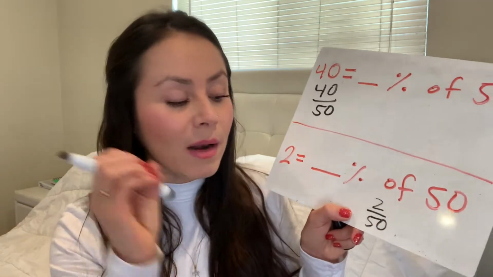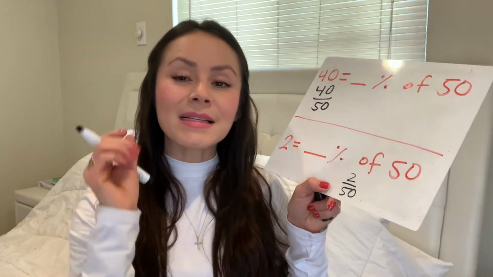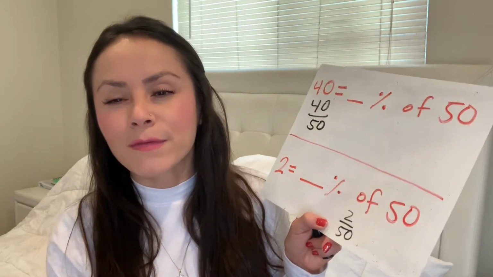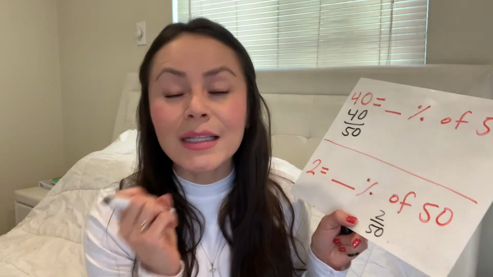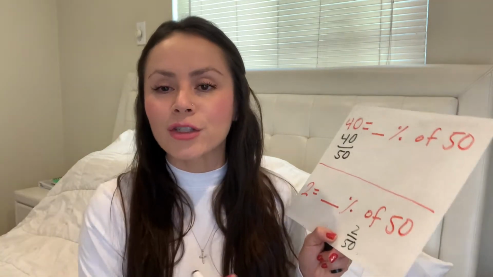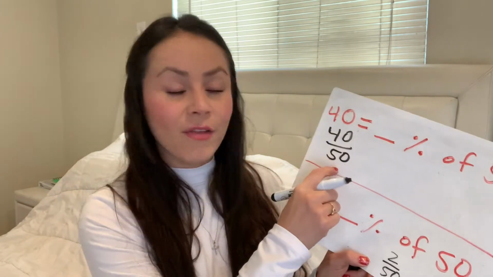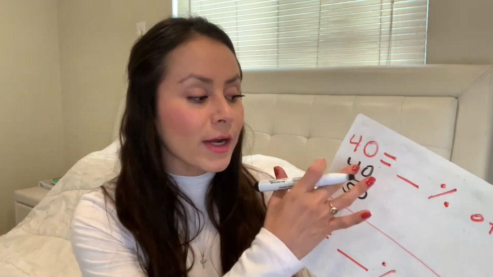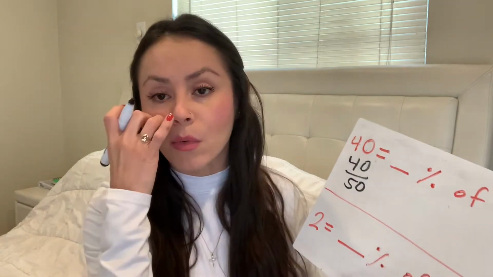Look at 2 out of 50. 2 is a really small amount out of 50. So that means it's going to be a very small percentage. 5%, 10%, 15%, 20%, something really, really small. If your answer comes out bigger, that's how you check that you're wrong. If you get something less than 50% for the first one, you know you're wrong because 40 is more than 25, so it has to be more than 50%. I hope I didn't confuse you. I know I'm talking fast, but it's for the sake of the timing of the video.